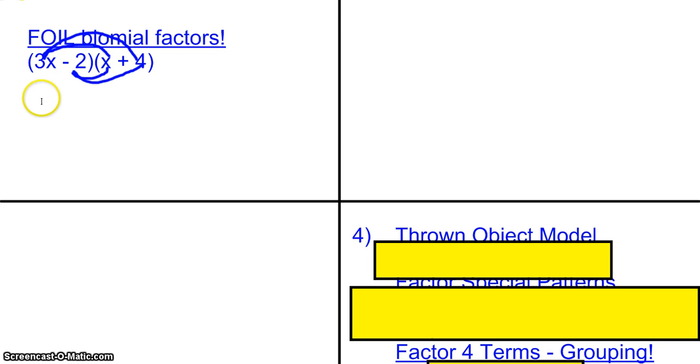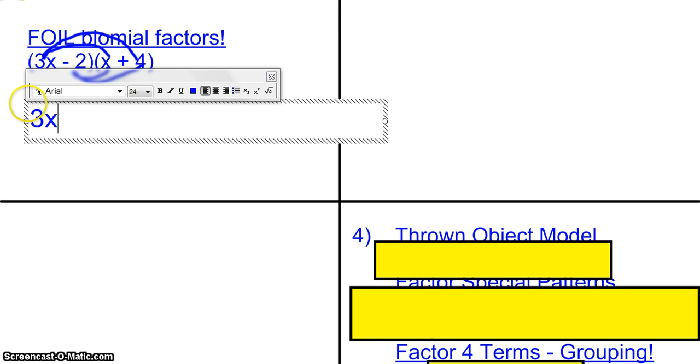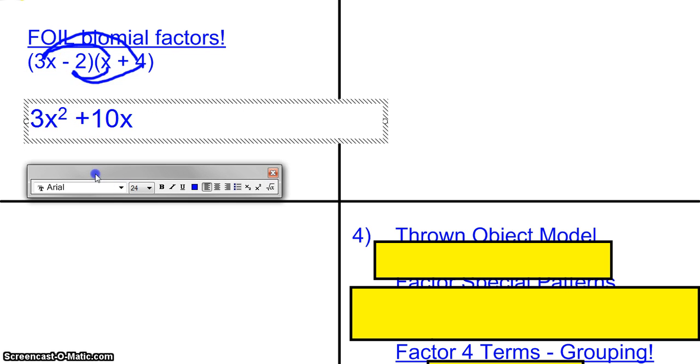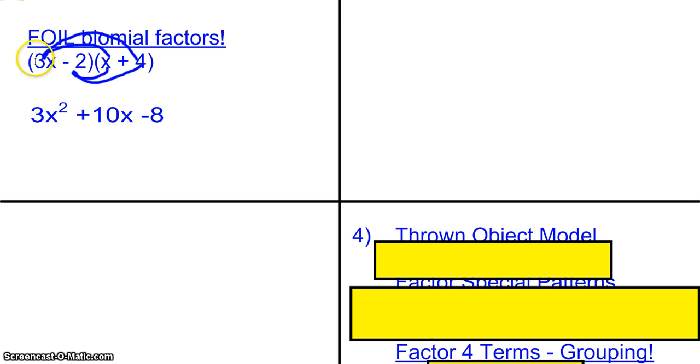So we end up with 3x times x, or 3x squared, right? And then we have outside 3x times 4, so that's 12x. And then inside we have negative 2 times x, negative 2x. So 12x minus 2x is 10x, positive 10x. And then when we look at the last terms, negative 2 times 4, so we end up with minus 8, right? So there is the trinomial we get when we FOIL this pair of binomials.